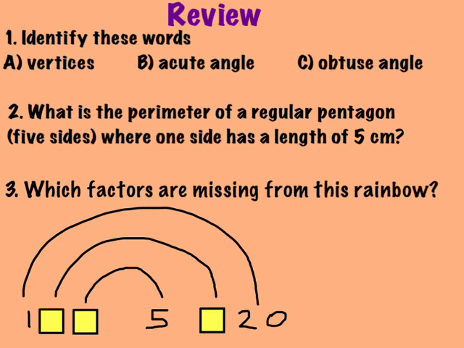Number 2, what is the perimeter of a regular pentagon, 5 sides, where one side has a length of 5 centimeters? And number 3 asks you to fill in the factors missing from this rainbow. So that's it. Get that done, and we'll see you tomorrow.